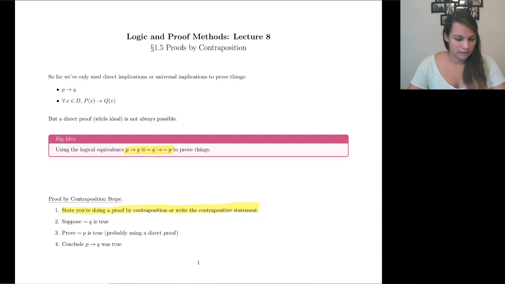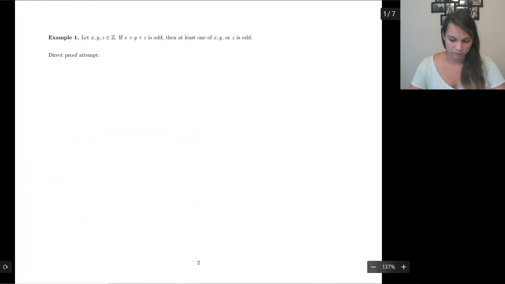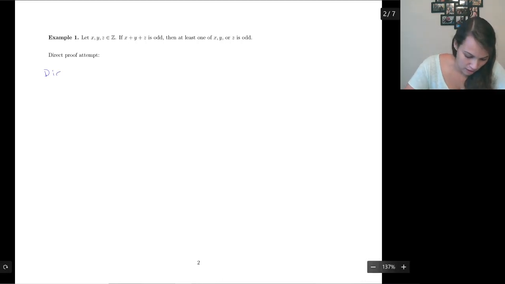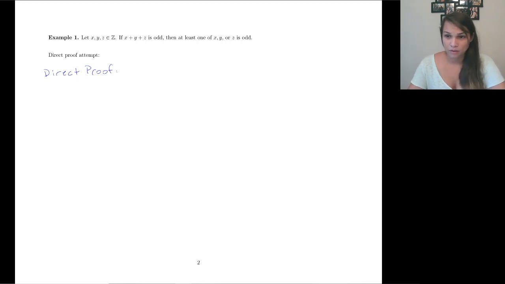Okay, let's go ahead and see this in action. Let's start with example 1. So we've got some integers, and we want to prove that if their sum is odd, then at least one of those integers is odd. I'm not going to just jump into a contrapositive proof. I am going to try a direct proof. Direct proofs are preferable. So if possible, do a direct proof. You should use contrapositive as a secondary tool. Be like, oh, I couldn't get anywhere with this, so let's try a different method.